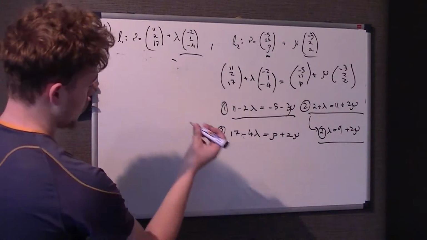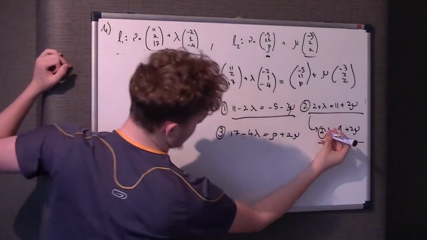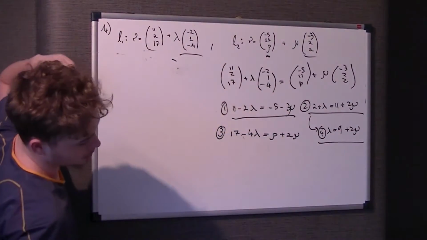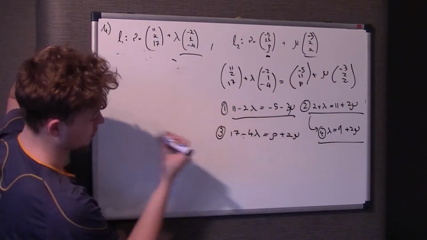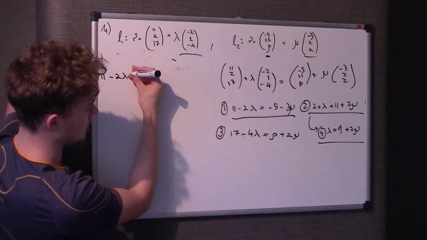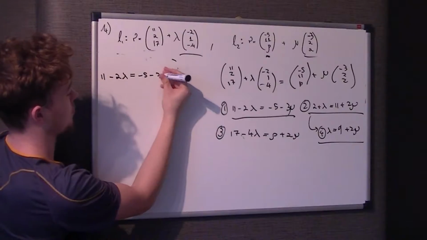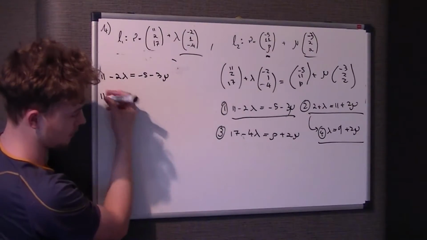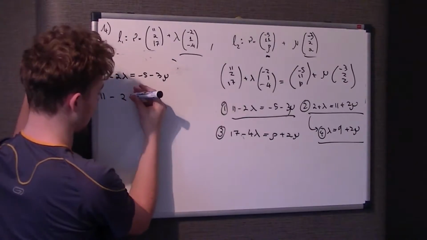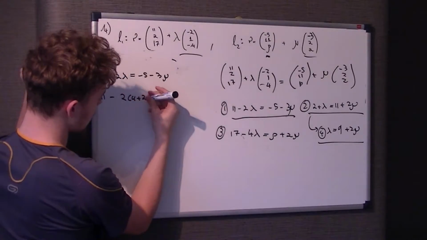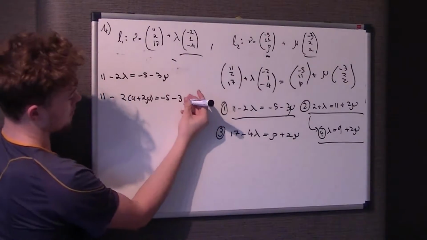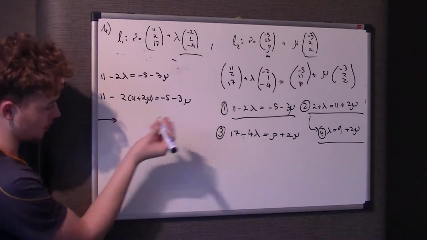So what we're going to do is sub in this other equation, which I'm going to call equation 4, rearranged equation 2: lambda equals 9 plus 2 mu. I'm going to sub that into equation 1. So 11 take 2 lambda is equal to minus 5 take 3 mu, and lambda is equal to 9 plus 2 mu. So 11 take 2 lots of (9 plus 2 mu) is equal to minus 5 take 3 mu. Then it's just a case of expanding this out.